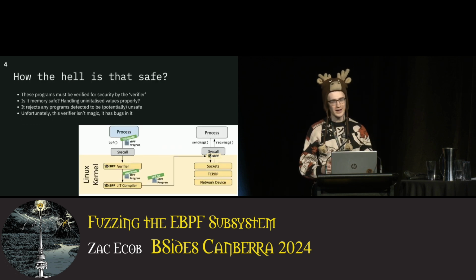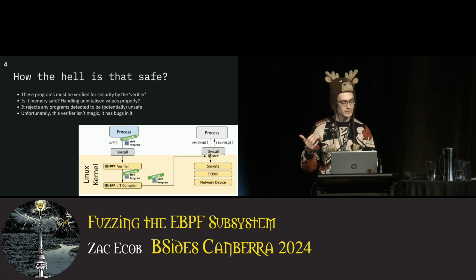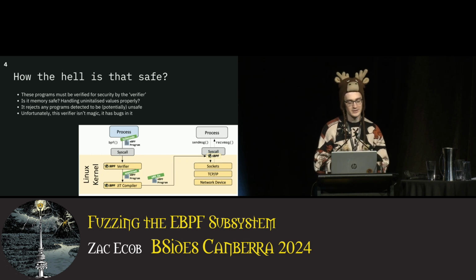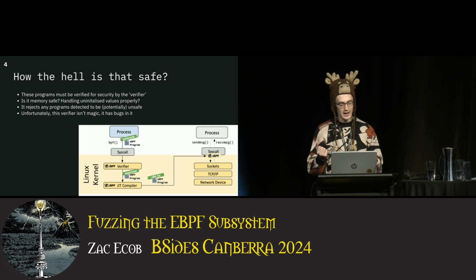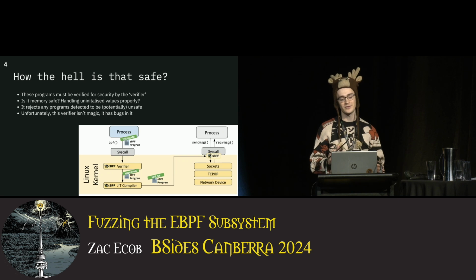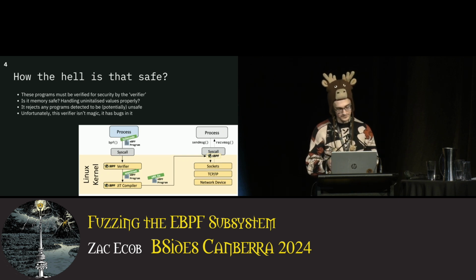And as I just said, we're allegedly letting any user run kernel code, so how does that not break the entire security model of the Linux kernel? That's because these programs must be verified for security properties by the verifier. The verifier asks questions like, is it memory unsafe? Are we handling uninitialized values properly? Will the program terminate? And it rejects any programs it thinks might be unsafe. It's conservative here. We can't accept a program where we think it might be unsafe. We have to be 100% confident it's safe.